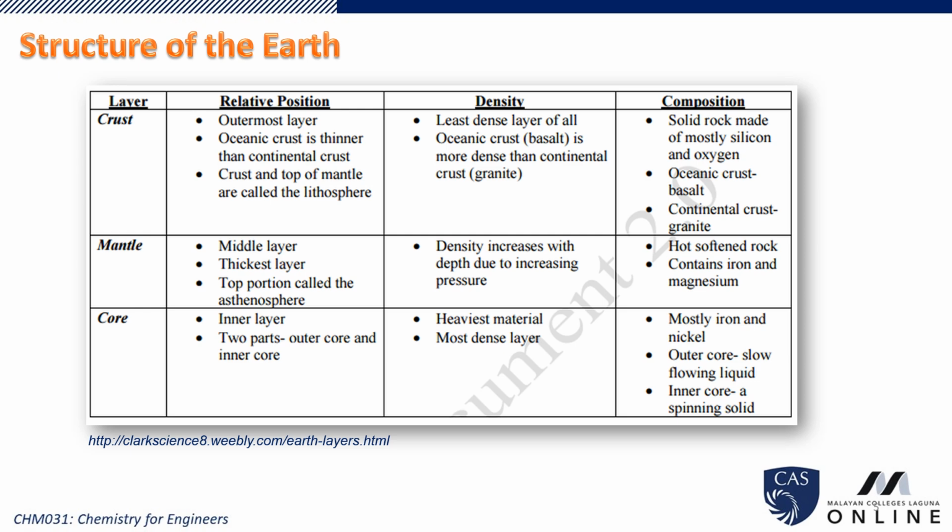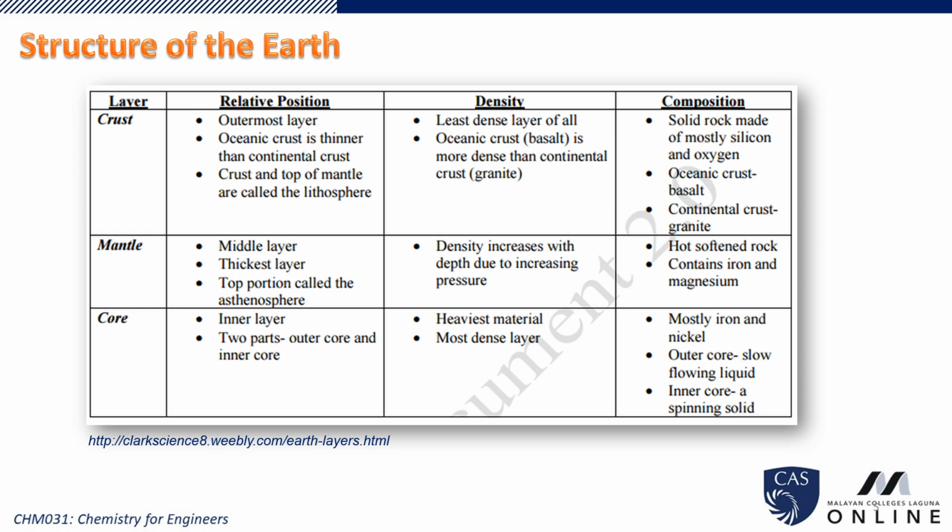First, we have the crust, which is the outermost layer and is the least dense of all the layers. The crust is made up of solid rock from mostly silicon and oxygen. We have the second layer, which is the mantle, and it is also considered the thickest layer. The density of the mantle increases with depth due to increasing pressure. The mantle in this case also contains iron and magnesium.